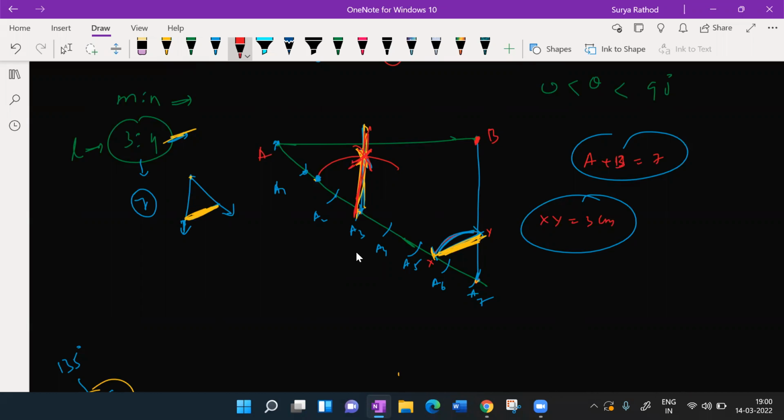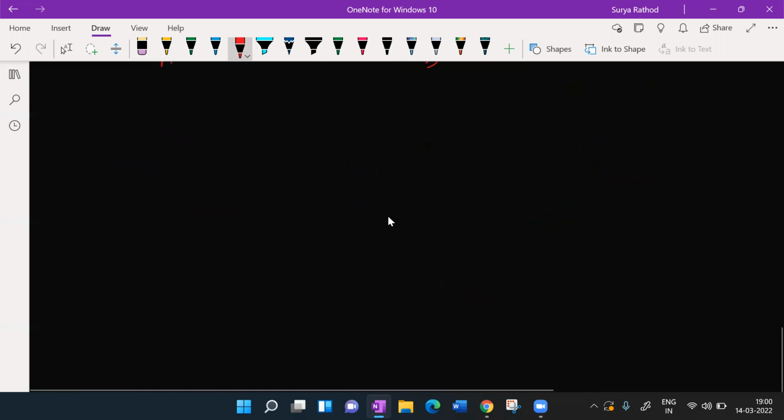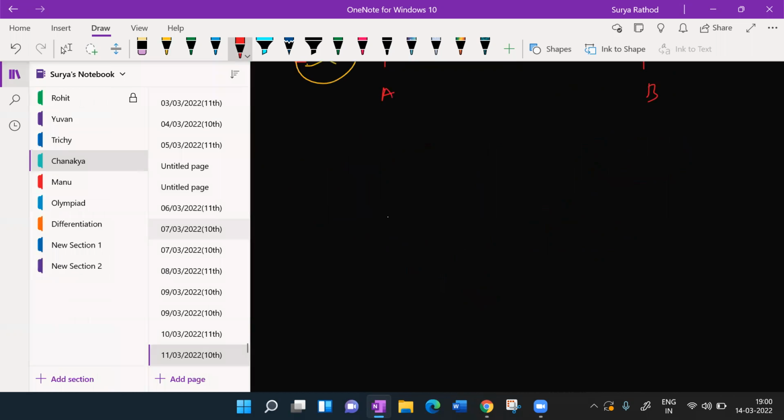Sir, can you repeat again? Yes. I think last class I explained this once, so no problem. Just let me take it here. One second. I think I have to draw in a fresh page. Let me draw in a fresh page.